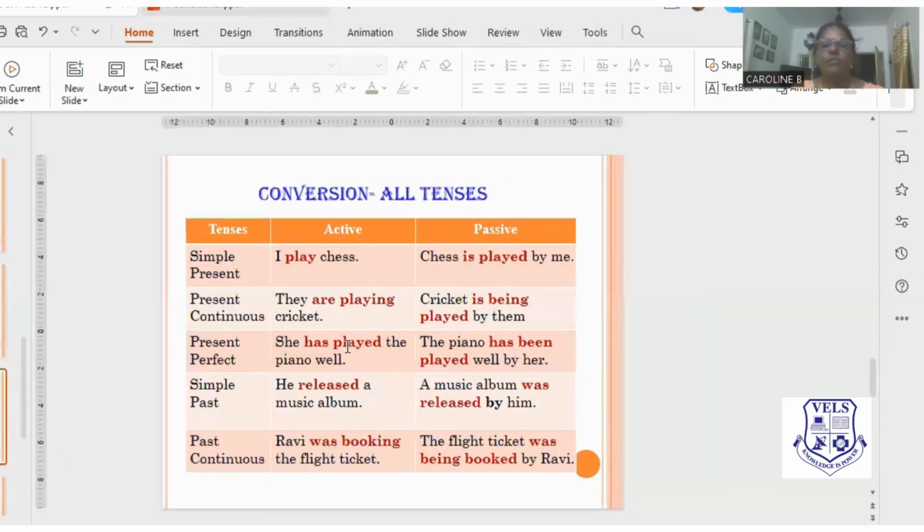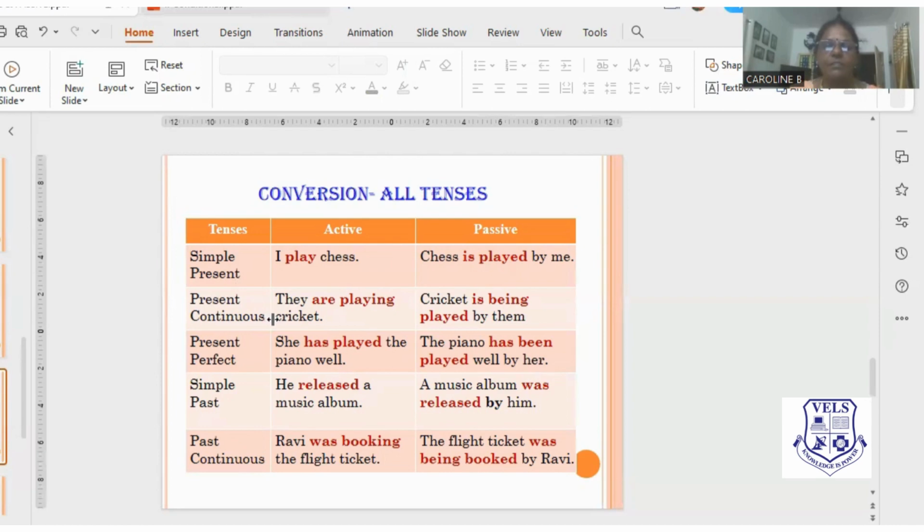Let us see for various tenses how the verb changes. Simple present tense, I play chess, is active voice. The play becomes is played. Chess is played by me in passive.